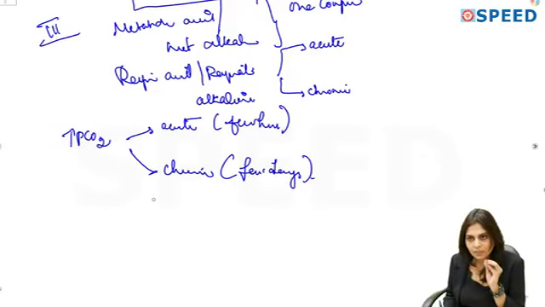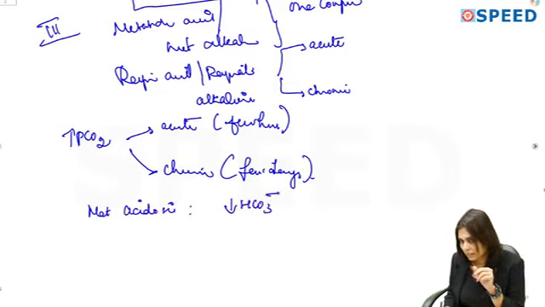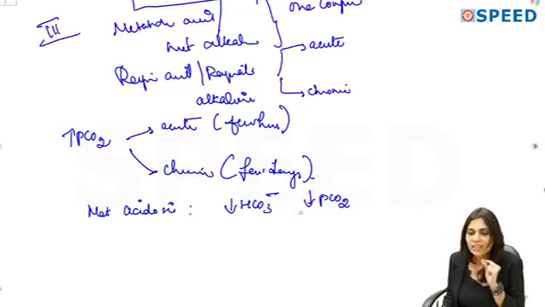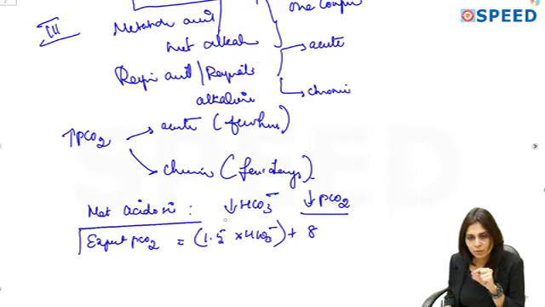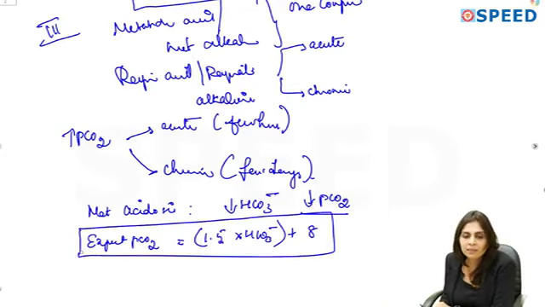And for all these compensations, we have a formula. First, let me tell you the compensation for metabolic acidosis. In metabolic acidosis, the primary defect is a decrease in bicarbonate, which should be compensated by a decrease in PCO2. When there is a decrease in bicarbonate, what is the expected PCO2? Expected PCO2 is equal to 1.5 into bicarbonate plus 8. Please memorize this formula. What is expected PCO2? It is 1.5 into bicarbonate plus 8.